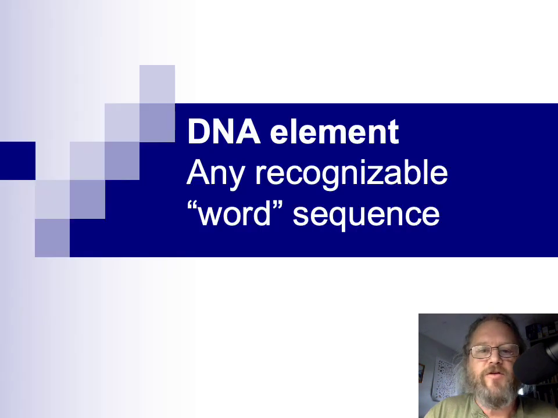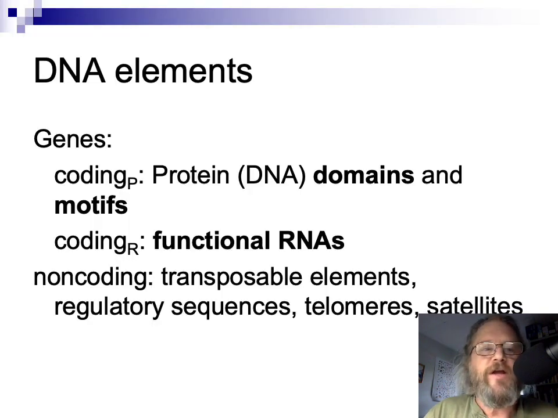Okay, so let's move back to our DNA elements story. So just as a reminder, DNA elements are a way of talking about what's in the genome. So we would define them as sequences that we can recognize, words. So genes are clearly DNA elements. And then the additional part about this story about DNA elements is to recognize that large DNA elements will be made up of smaller DNA elements. So for example, our coding genes, those that code for proteins, are made up of domains and motifs. Non-coding genes that yield functional RNAs will also then be made up of motifs.